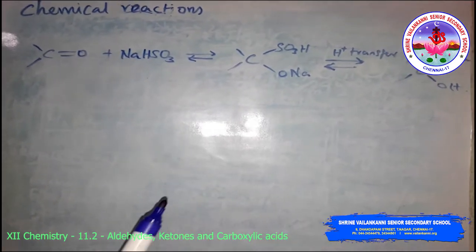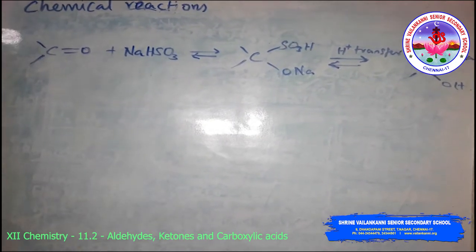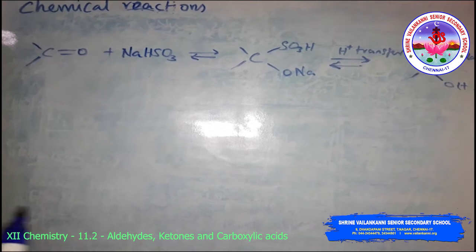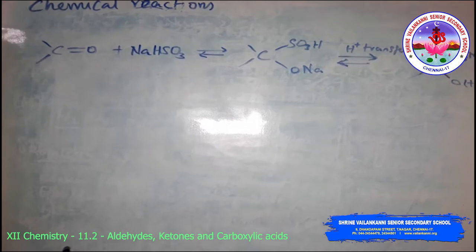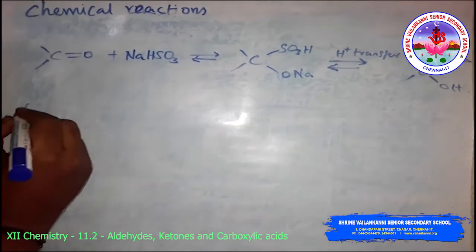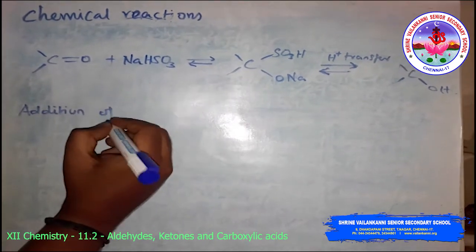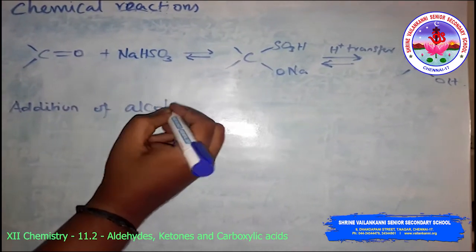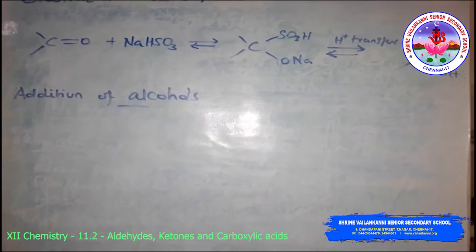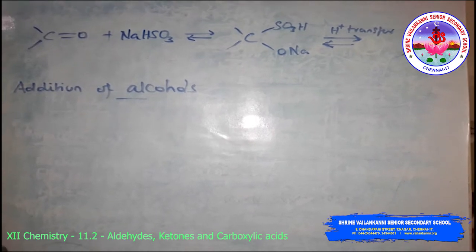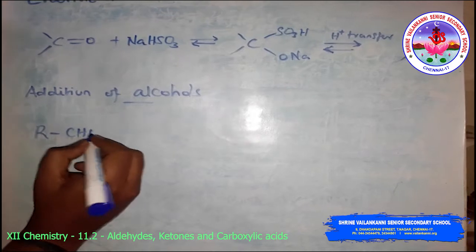Next, addition of Grignard reagent. We already studied this in the unit on alcohols and phenols, so I don't want to discuss it here, just check it there. Then addition of alcohol. So addition of alcohol: first, aldehydes react with one equivalent of a monohydric alcohol.